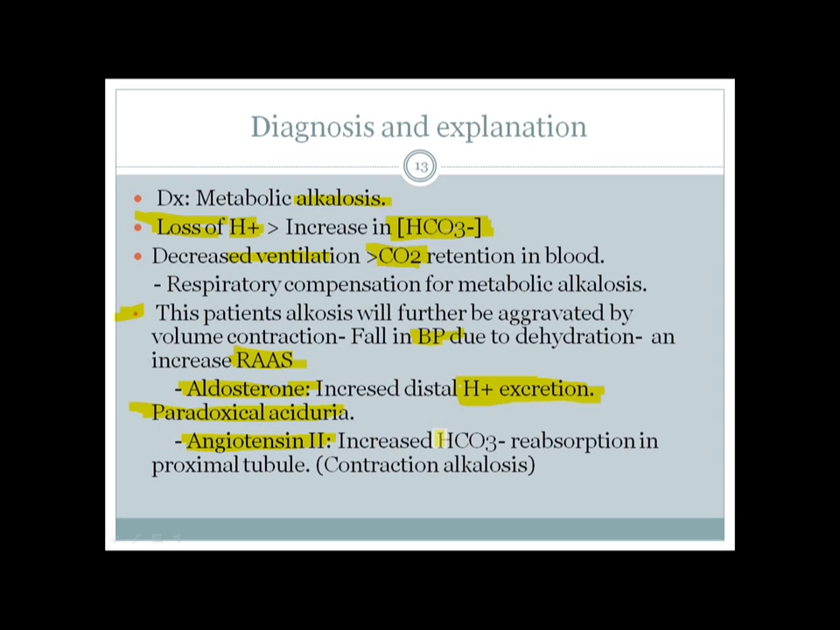Okay, and angiotensin 2 also does some damage. It increases bicarbonate reabsorption in the proximal tubule, but this is not its main effect. Its main effect is to increase your blood pressure, increase your total peripheral resistance. Okay, so that helps to maintain the blood pressure. But another mechanism by which it increases the alkalosis is that it increases bicarbonate reabsorption from your proximal tubule, so it aggravates the alkalosis, and this is called a contraction alkalosis.